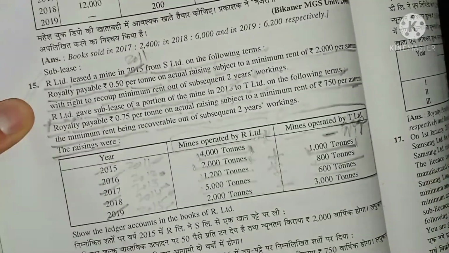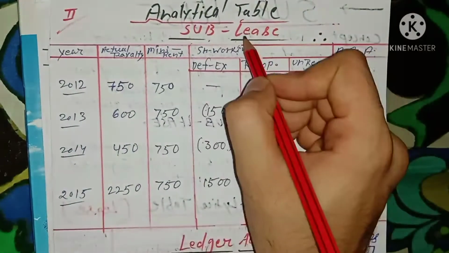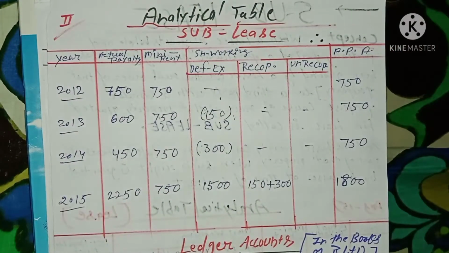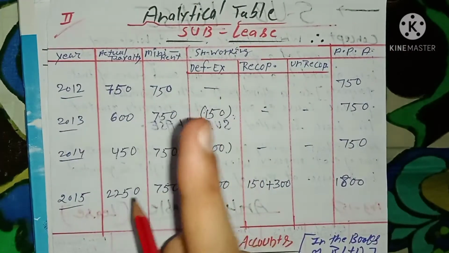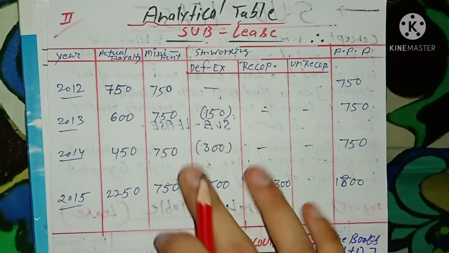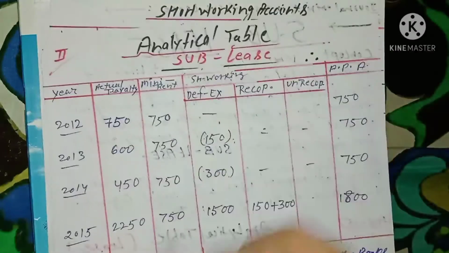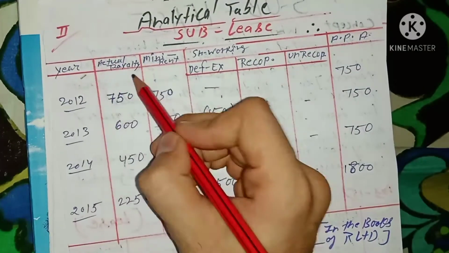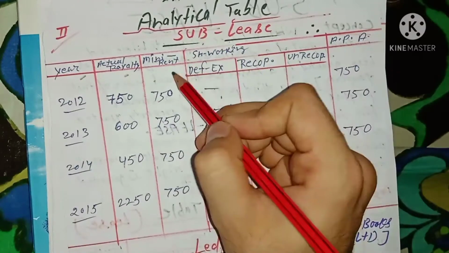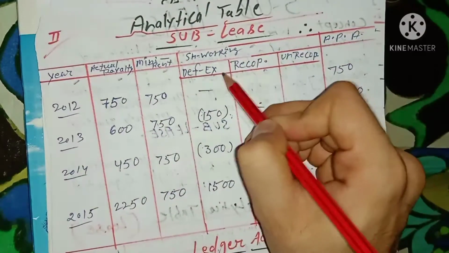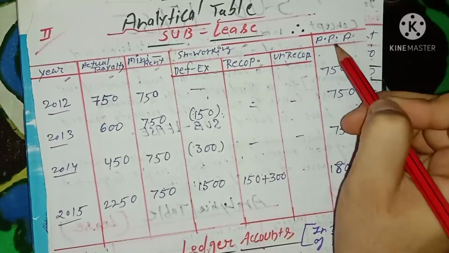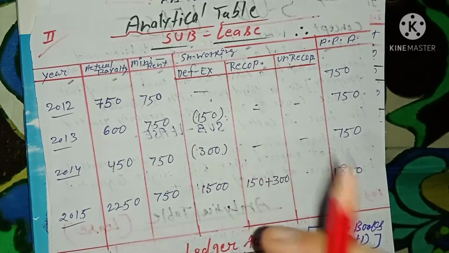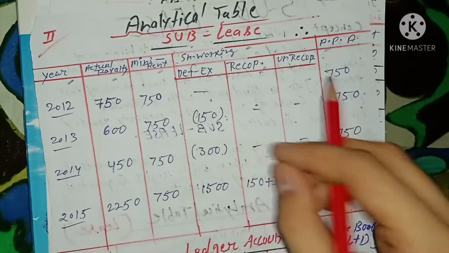Let me tell you how to do this. Here you can see, first of all we're going to prepare the analytical table in case of sublease, granted by R limited, the first lessee, to T limited. While preparing the sublease analytical table, the whole process will be the same: first column for the year, second column for the actual royalty, third one for the minimum rent and short working, like deficiency and excess working, recoupment, unrecoupment, and the actual payable amount to the lessor, which in such a condition is the lessor for T limited.